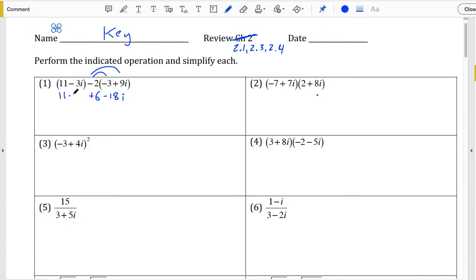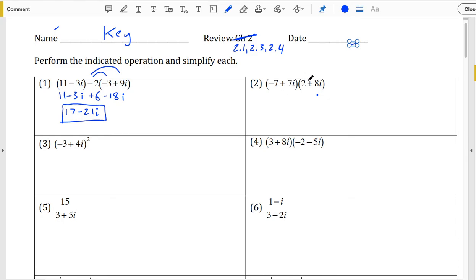So I've got 11 minus 3i plus 6 minus 18i, and we can combine like terms here. The real numbers combine to make 17, and the imaginary numbers combine to make minus 21i. So that leaves us with the complex number 17 minus 21i. And there we go. All right, next we've got a multiplication of two complex numbers.